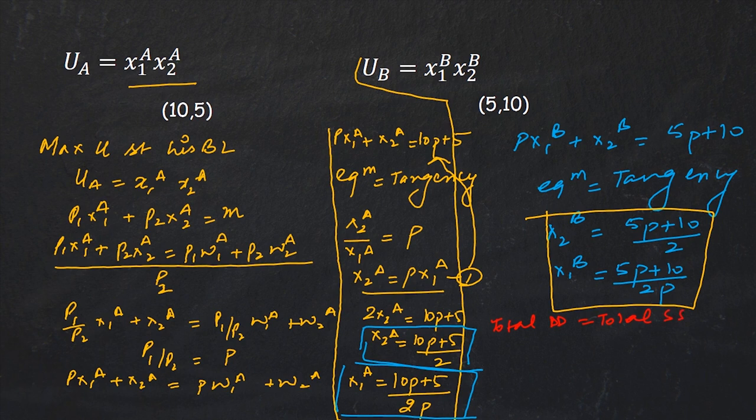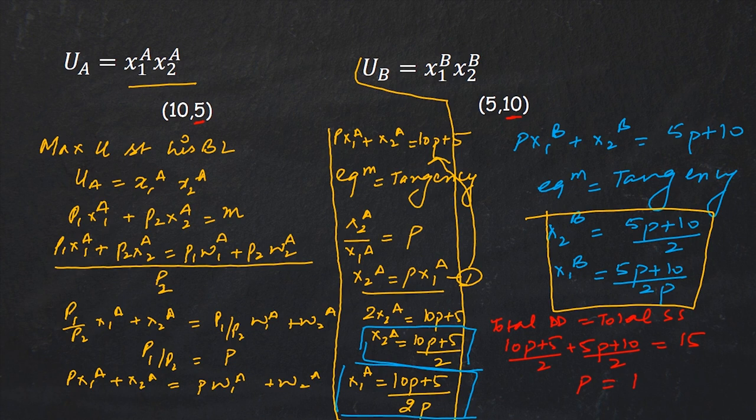So I am taking good 2. That means my total demand for good 2 is (10p + 5)/2 + (5p + 10)/2, which is equal to the total supply, which is 5 plus 10, so 15. So when you solve it, you get p equal to 1.